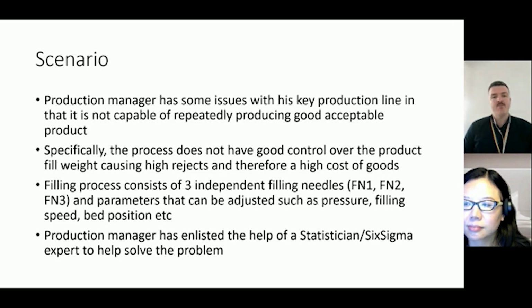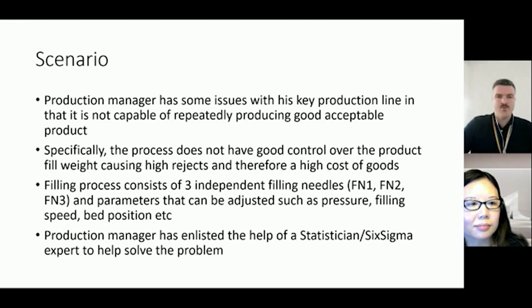My filling process consists of 3 independent filling needles, so filling needle 1, 2, and 3, and I've also got parameters that can be adjusted, such as pressure, filling speed, bed position, that can also impact the filling performance of those. And like I mentioned, I've enlisted the help of my Six Sigma expert, in this case Eugenie, to help me understand this. So we will start and go through it.